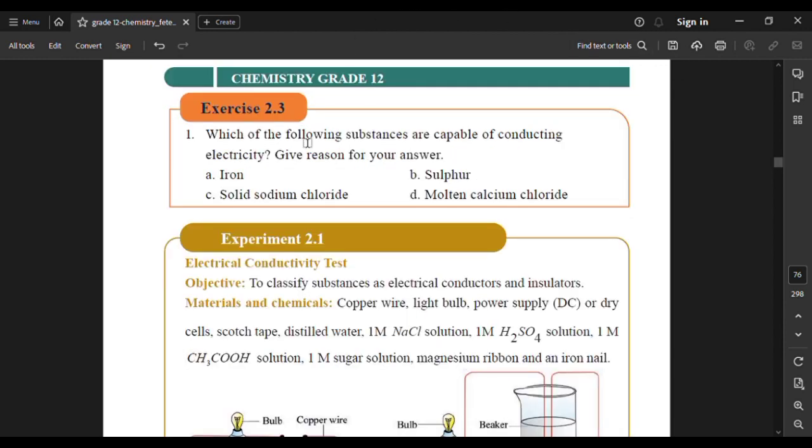So the other one is exercise 2.3. Which of the following substances are capable of conducting electricity? Give reason for your answer.